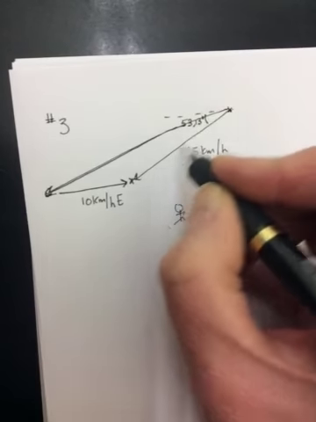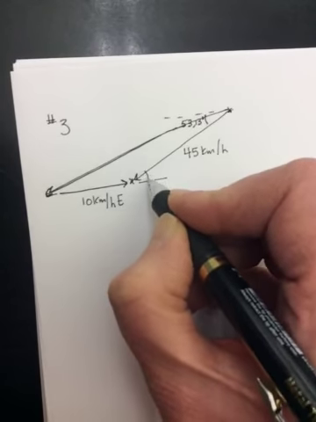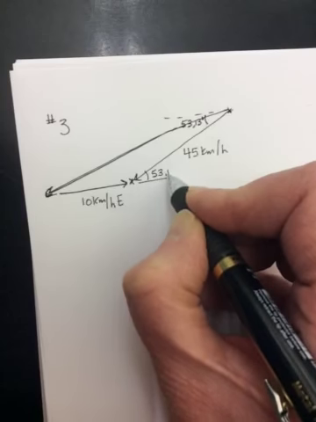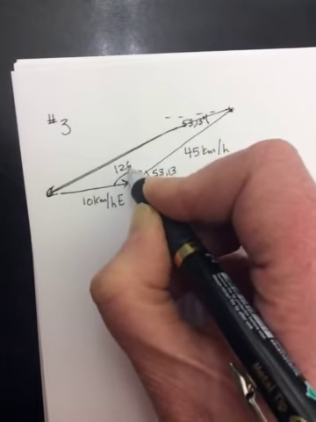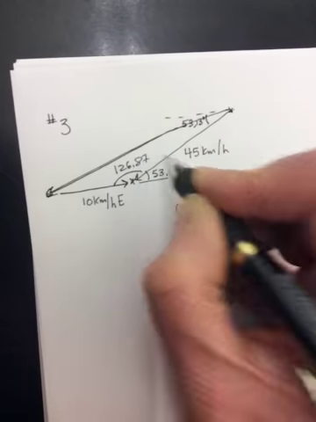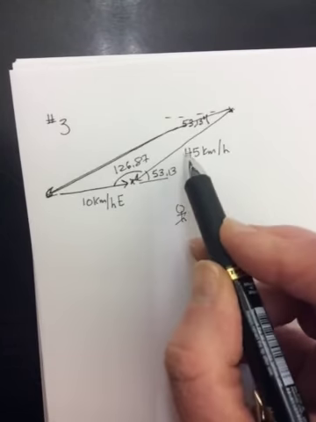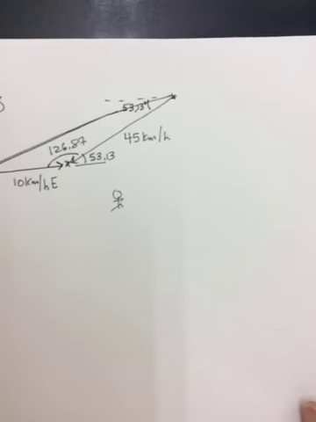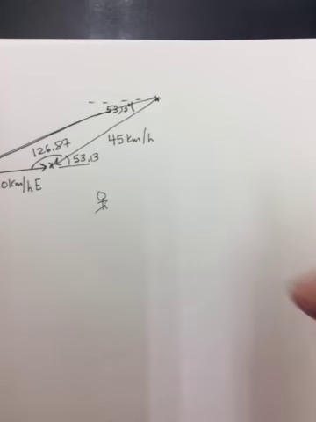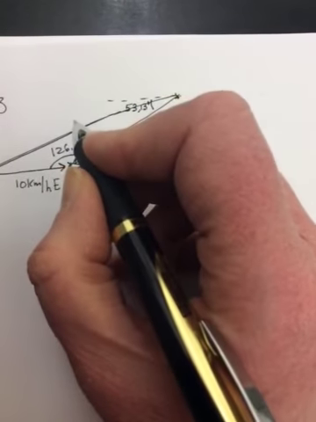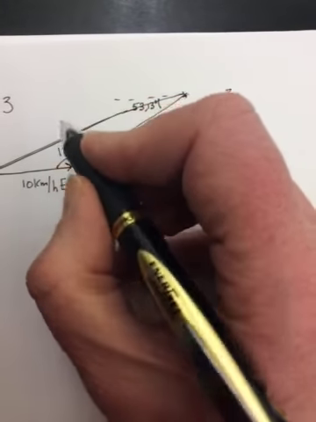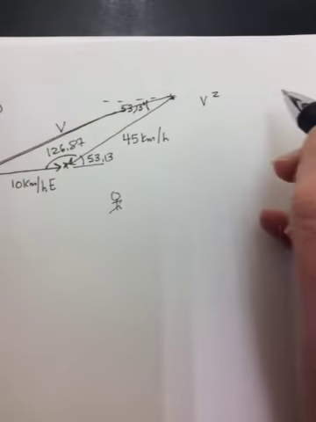If this angle up here is 53.13, then so is this one, which means this guy must be 126.87. And so you have a side, an angle, an included angle and a side. So you're going to use the cosine law, because the question wants to know the velocity of the boat moving with respect to the water, this side.